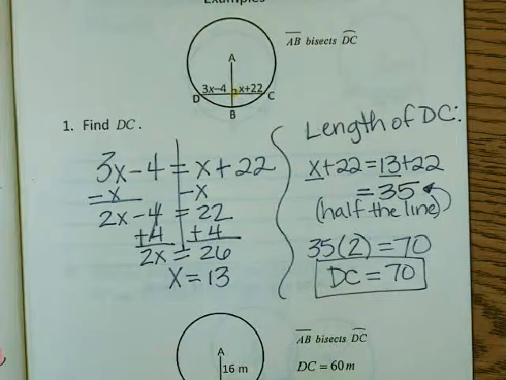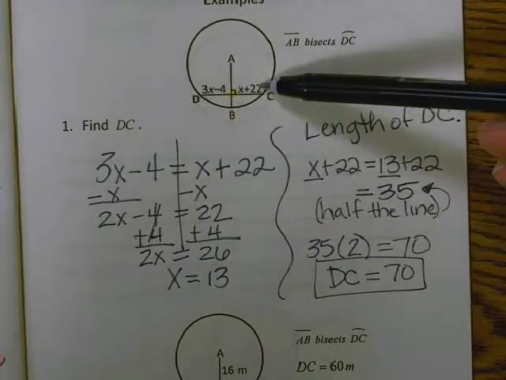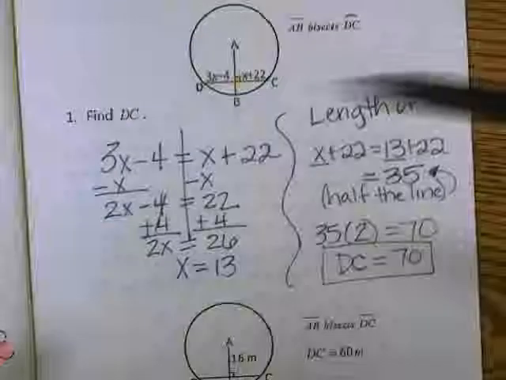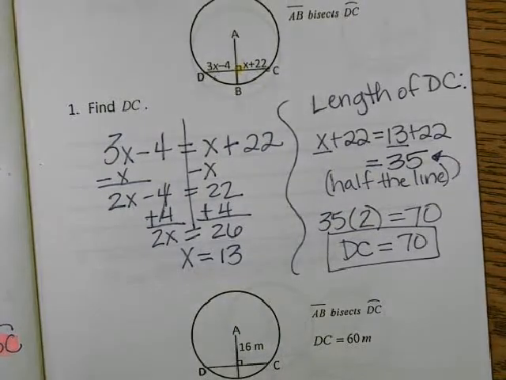Alright, so just make sure you're paying attention to what they're asking for. But essentially, this radius is going to cut this chord in half. So you just say this is equal to this. They're the same size because it cuts it in half.